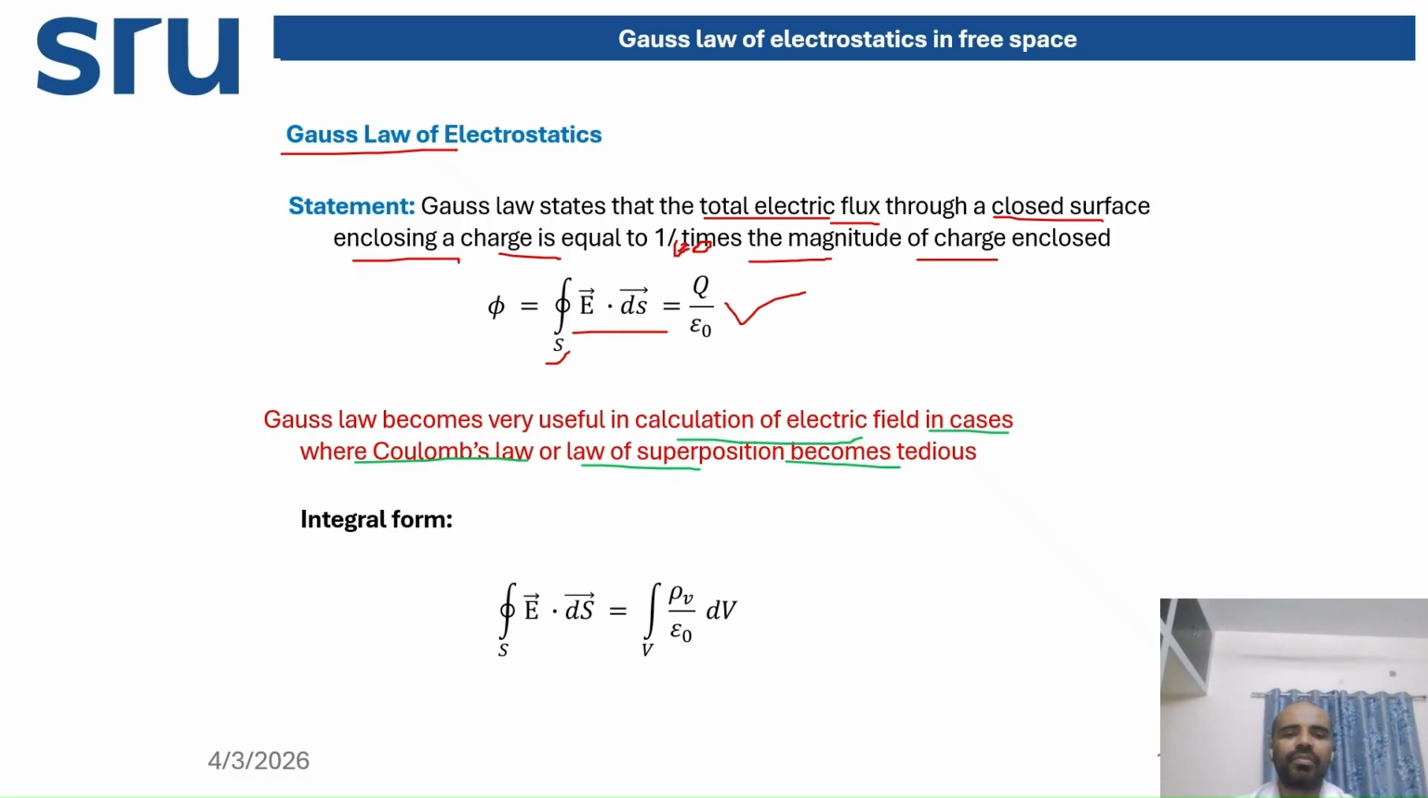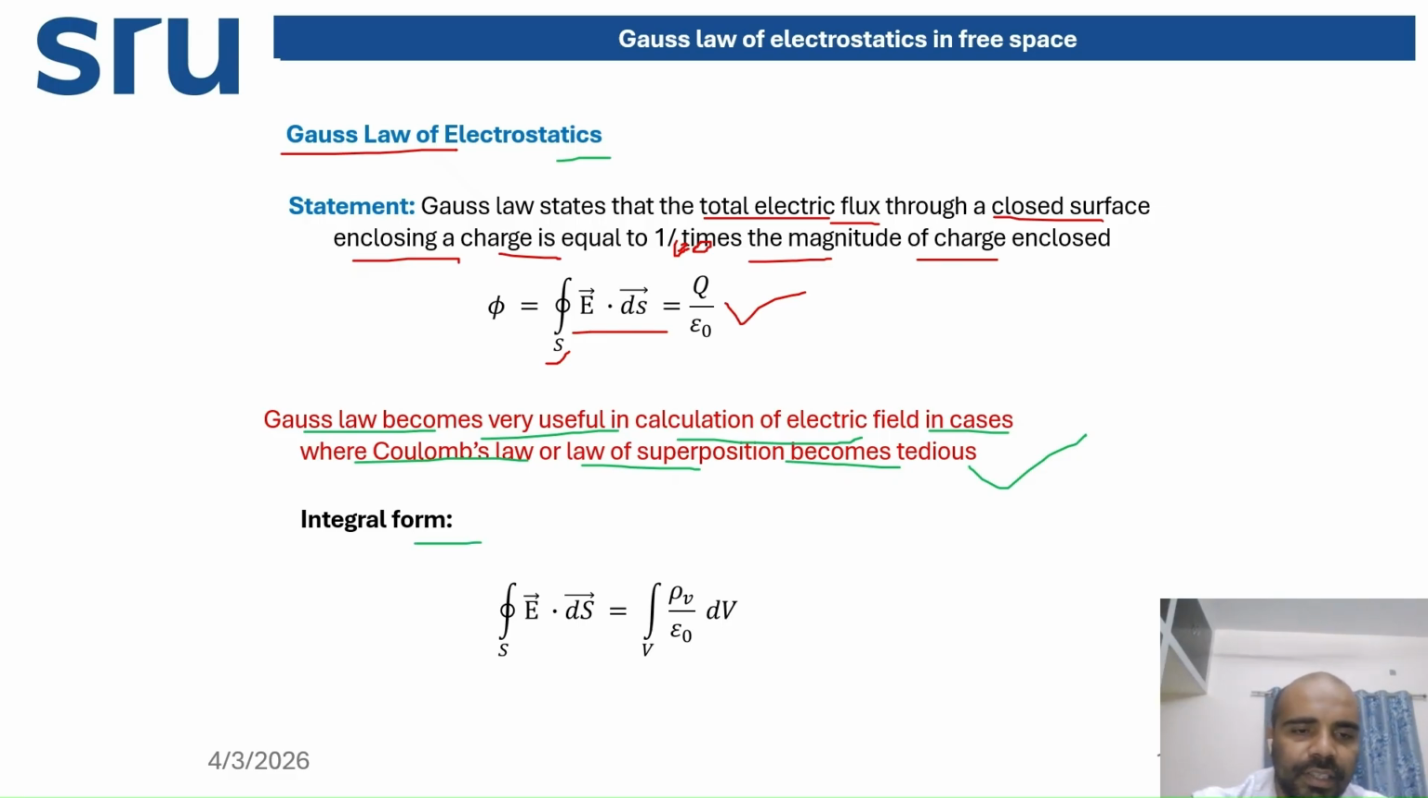In such cases, we can use Gauss's law of electrostatics and easily calculate the electric field. So this is one prime application of Gauss's law of electrostatics. What is the mathematical form? That is the closed surface integral, E dot dS is equal to q by epsilon naught.